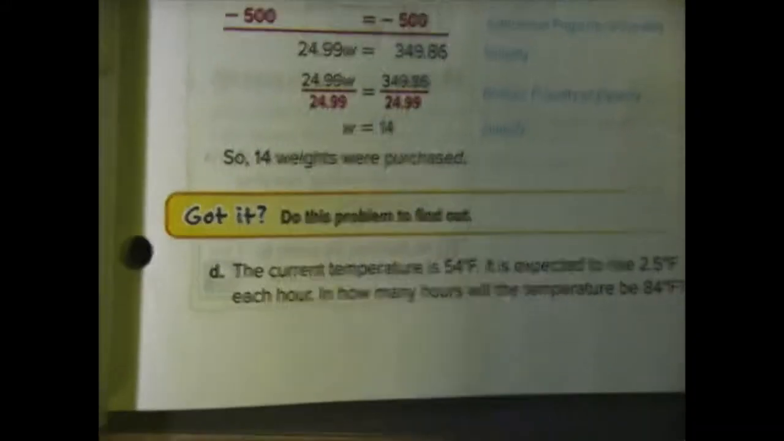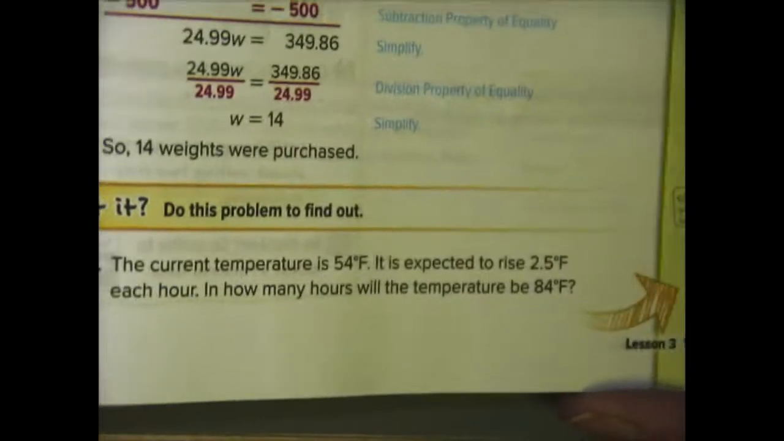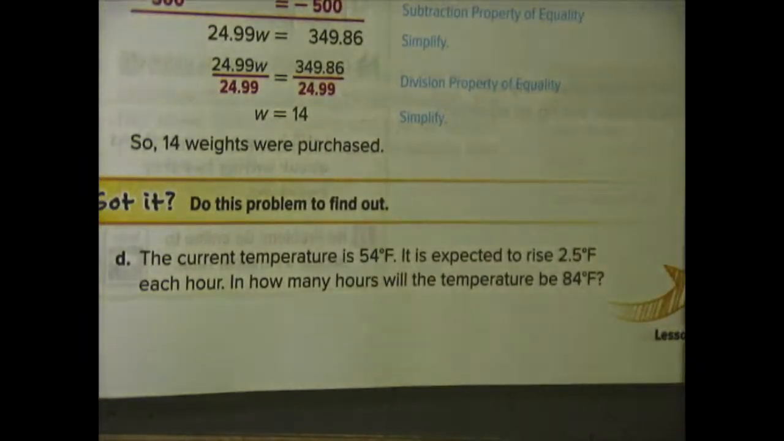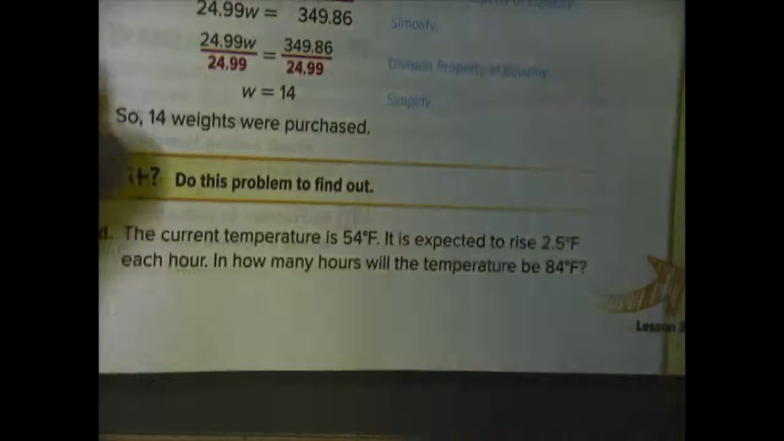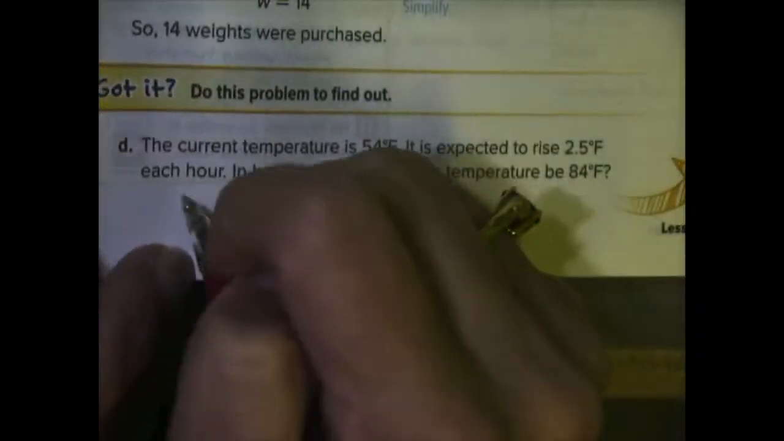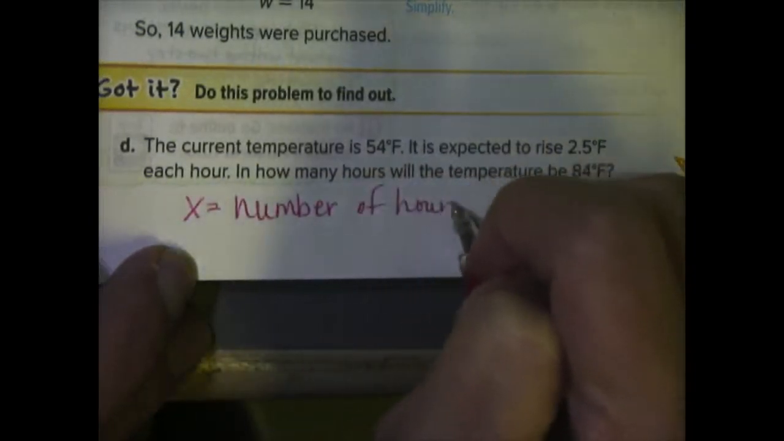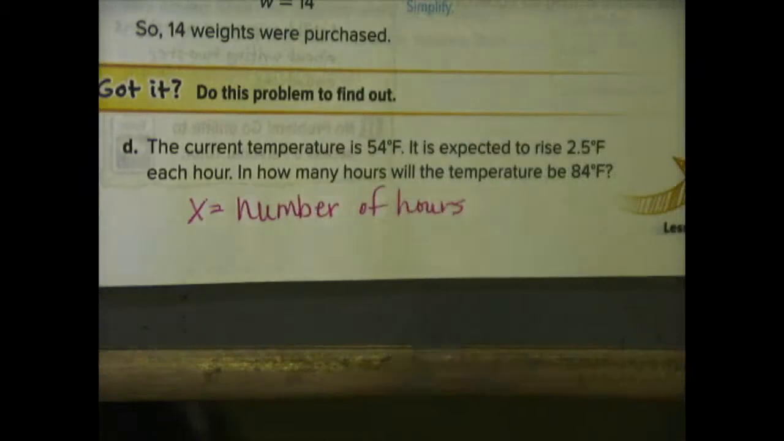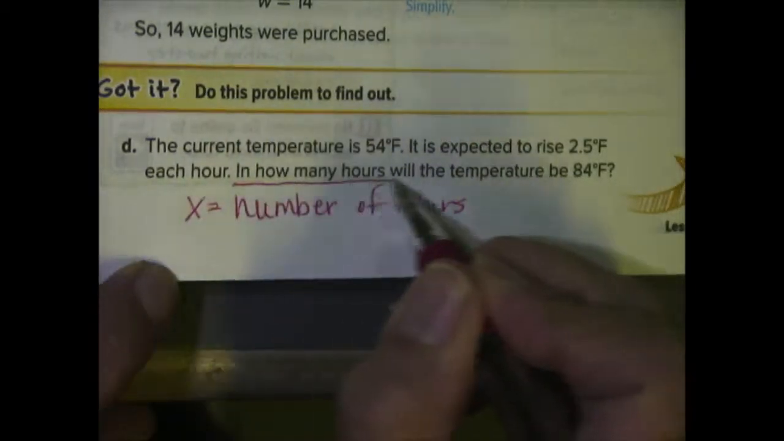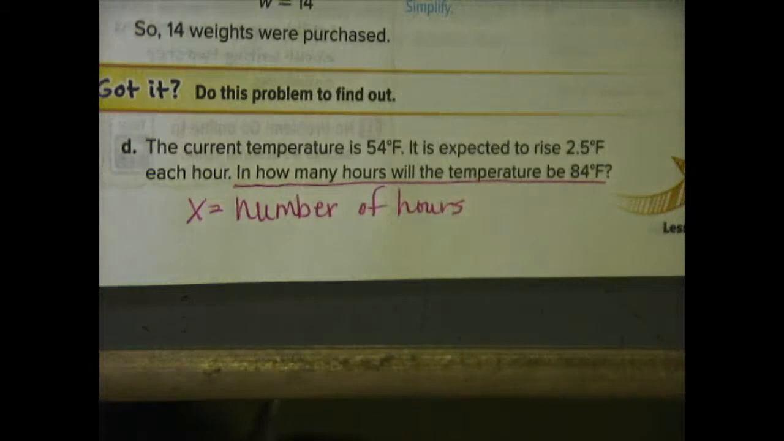Let's go ahead and look down at D and try this problem together. It says the current temperature is 54 degrees Fahrenheit. It is expected to rise 2.5 degrees, or 2 5/10 degrees Fahrenheit, each hour. In how many hours will the temperature be 84 degrees? So the first thing we need to do is define our variable. Let's say that x equals the number of hours, because that's what we don't know. So we'll underline, in how many hours will the temperature be 84 degrees. That's what it wants us to find out.